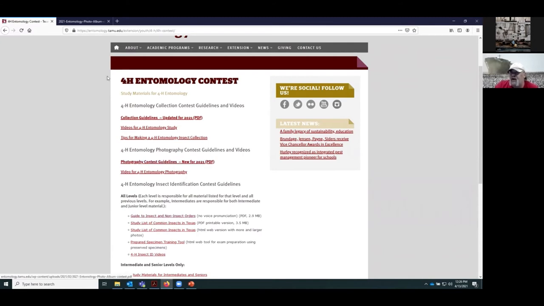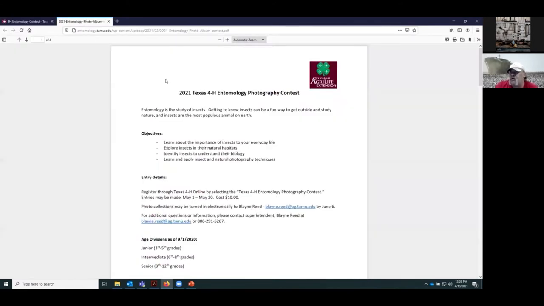Now let's look over the guidelines for the photography contest real quick. Here they are. Our objectives, of course, are to learn the importance of insects in your everyday life. And we want y'all to have fun when you go out and go for this contest. That's what it's all about, to learn several things.